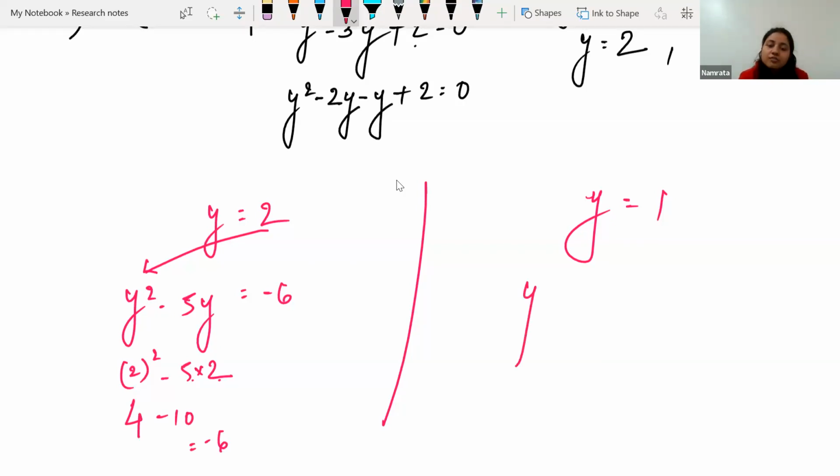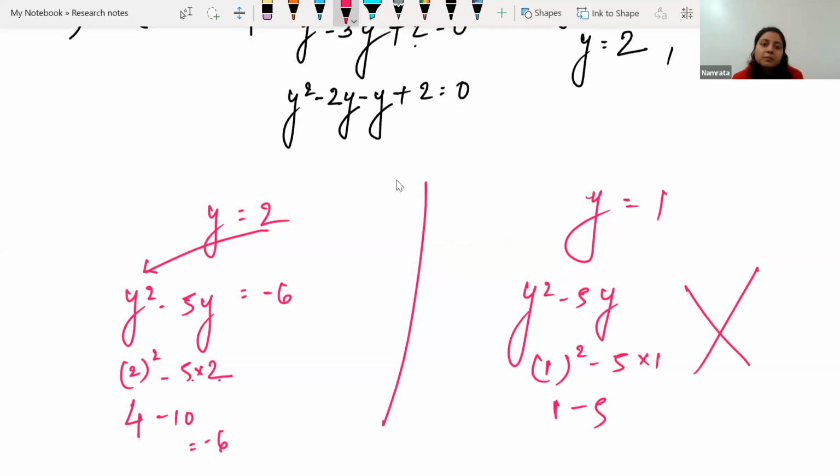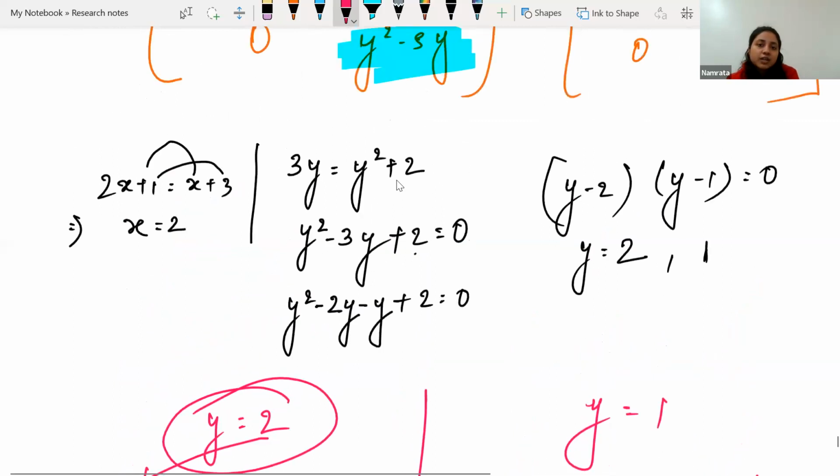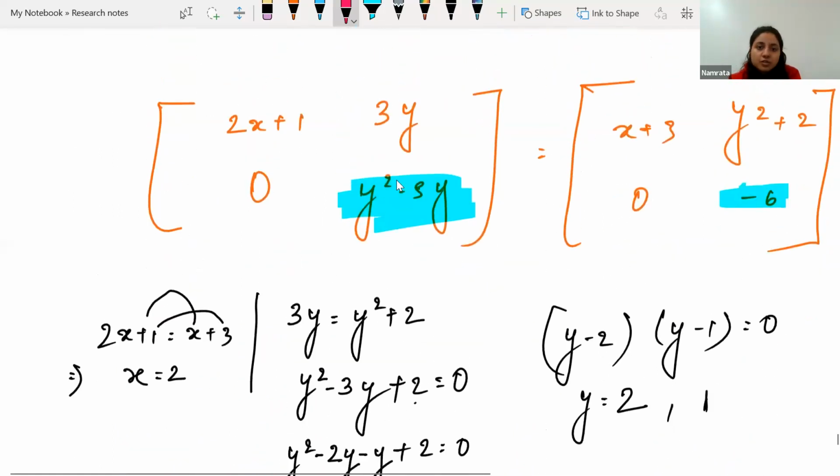What about this one? y square minus 5y. When we will substitute it, will it give minus 6? No, ma'am. It will not give minus 6. So in the option we have to mark y value as 2 only, because whatever condition we are having according to the matrix, this value is only satisfying that. So y value is 2, x value is 2. That will be the correct option if it is an MCQ question.